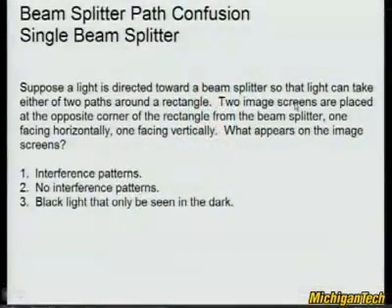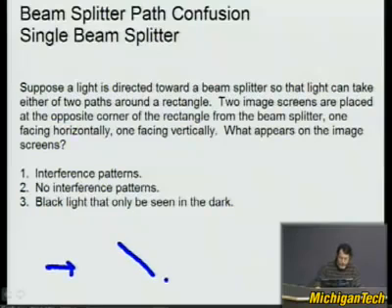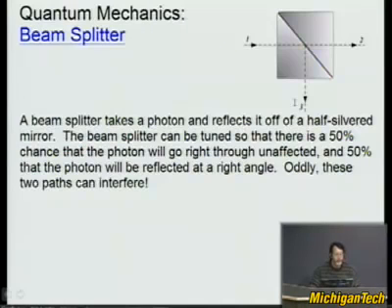Suppose a light is directed toward a beam splitter so that light can take either of two paths around the rectangle. Okay, so what rectangle is there? So here we go. Light comes in here, and here's a beam splitter. BS means beam splitter, got it? So then light can go here. I should wiggle it to be a photon. Or it can go up here. A beam splitter is a common thing that's going to be occurring in the next two lectures.